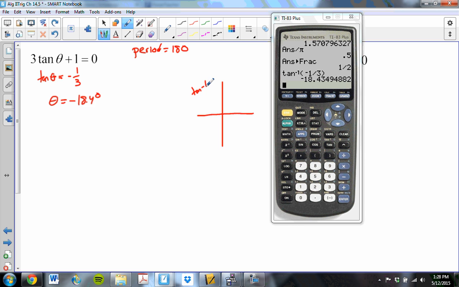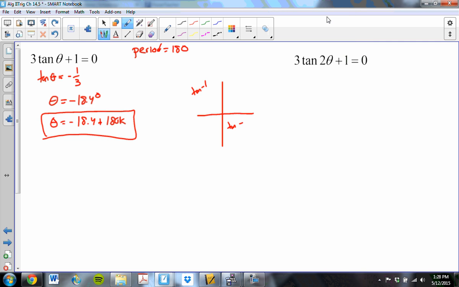here and here. What's really, really nice about tangent is all you have to do is add a single period. So if I want to find every single possible value, I would say theta equals negative 18.4 plus 180k. And just take whatever your first answer was, add a period to it. In this case, the period is 180, and that gives you every single possibility. So 3 tan 2 theta plus 1.